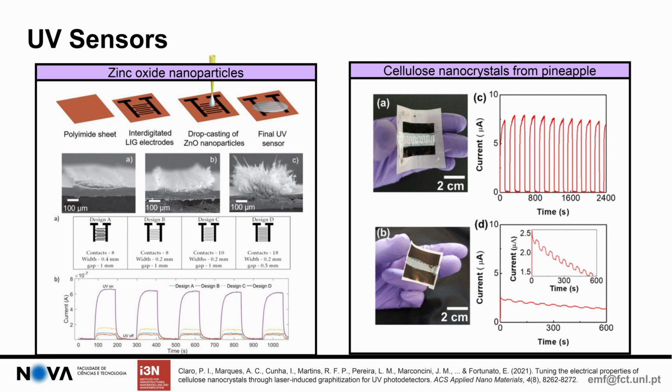So here are some examples. We start with UV sensors using polyimide substrates transformed into graphene, and after that, by using a very easy technique for zinc oxide nanoparticles, we are able to produce UV sensors. Also, we produced the same type of sensors using cellulose nanocrystals. It was also a joint collaboration with a PhD student from Brazil.